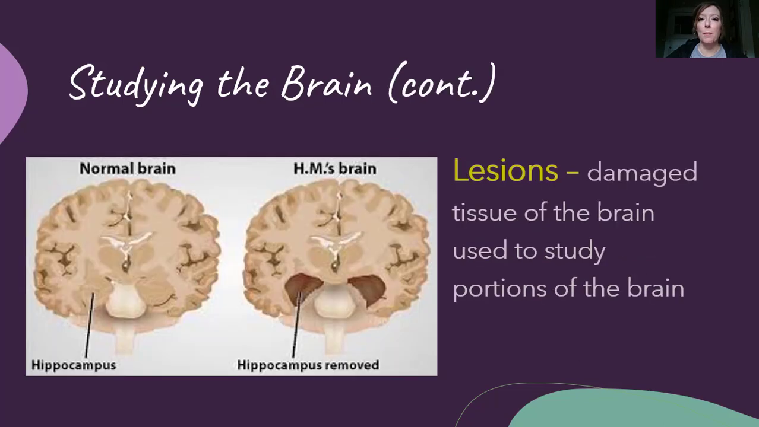Lesions are purposeful damage to tissues of the brain, whether it's in an experiment or through a surgical procedure. We're also going to look at a case study of a person named HM. We refer to him as HM because of confidentiality, but HM had his hippocampus removed, and we were able to document differences in HM after that part of the brain was removed or damaged. So that is studying the brain through lesions.